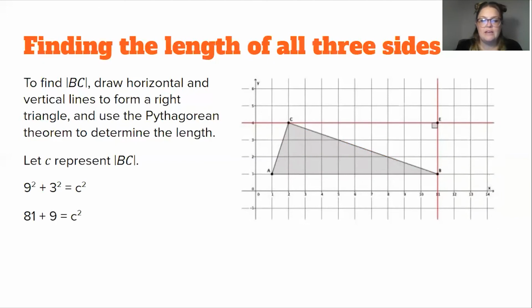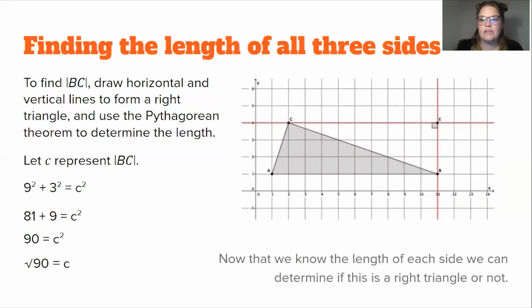81 plus 9 equals c squared. 81 plus 9 equals 90, so we have 90 equals c squared. And then again, we're going to leave this solved at c equals the square root of 90, since that's not a perfect square. Now that we know the length of each side, we can determine if this is a right triangle or not.